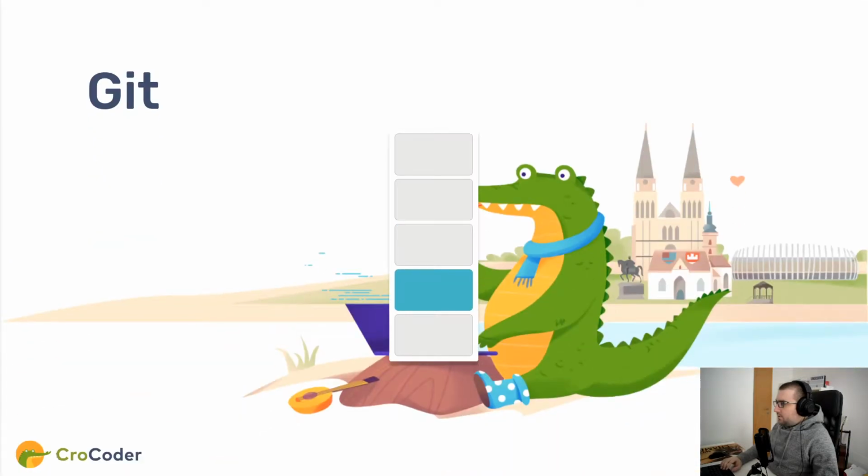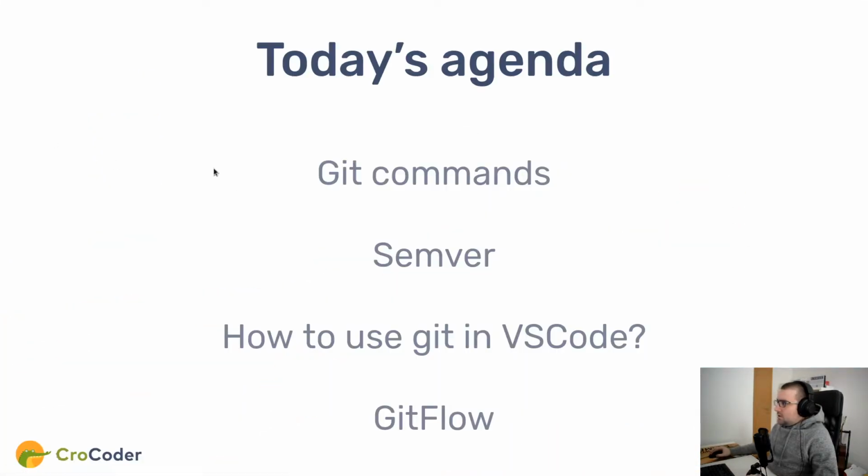So let's go back to Git. We are going to go through Git commands. We will be talking about semantic versioning, or semver. It's important for you to understand what semver means and how to use it. It's pretty simple. Then we'll go into how to use Git in VS Code, and then Git flow. Git flow is a flow for giant projects and their management. It's pretty easy to use and self-explanatory.